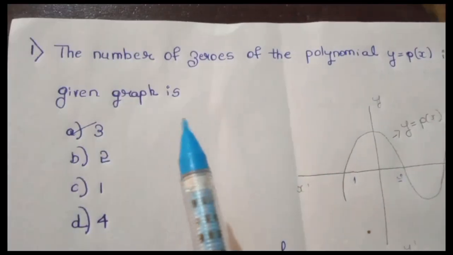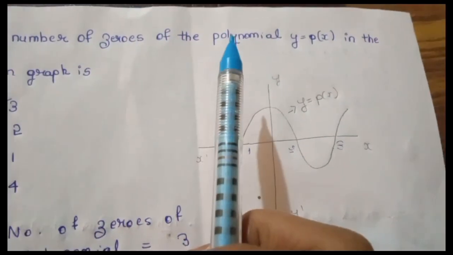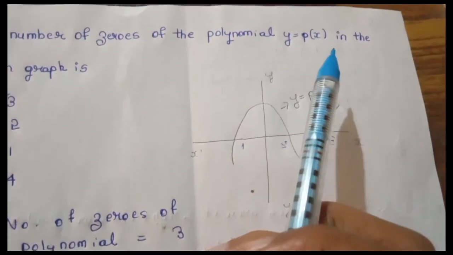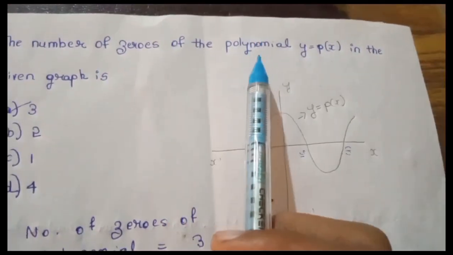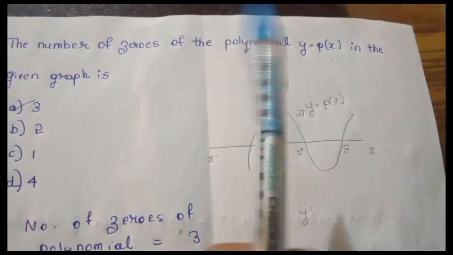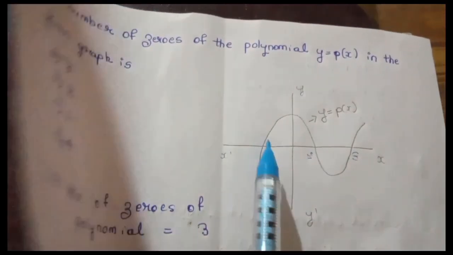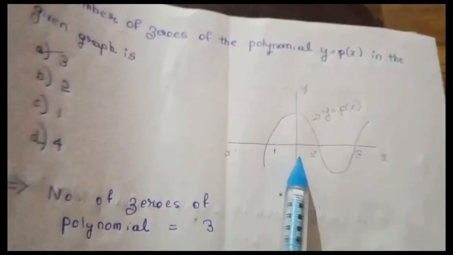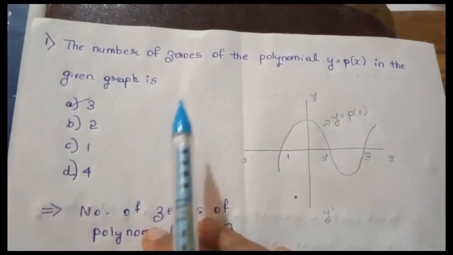This is the first question. It says the number of zeros of the polynomial y equal to p of x in the given graph is. So we have to find the number of zeros of the polynomial y equal to p of x. y equal to p of x is nothing but the graph. This graph line is called y equal to p of x.